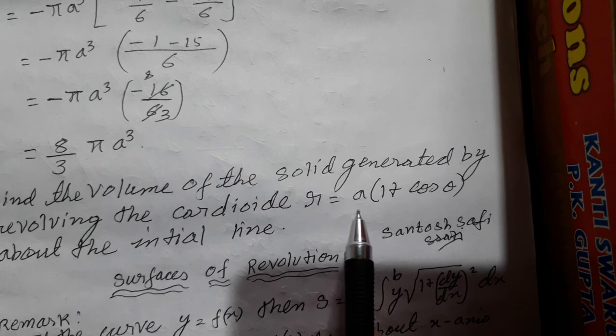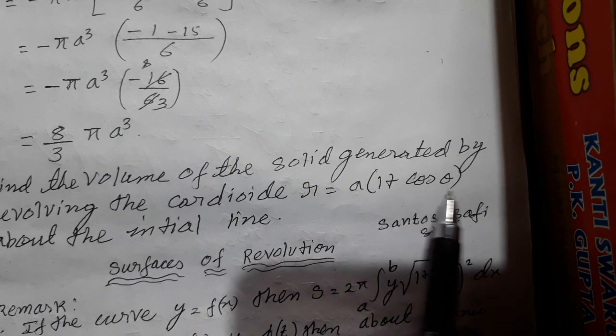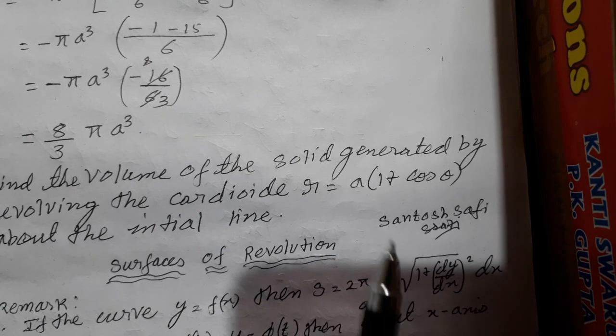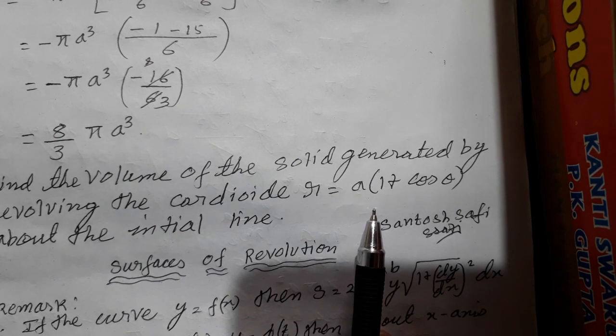Here I'm giving you as homework r equal to a(1 plus cos theta). Do the same as what we have done, but only change the limit from 0 to pi.